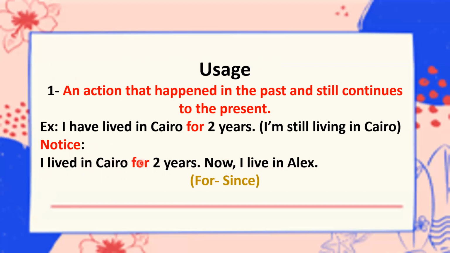Because here we are in the past simple tense, something that happened in the past, but now the case has changed. So here the keywords with us are for and since. We will discuss later the difference between for and since.